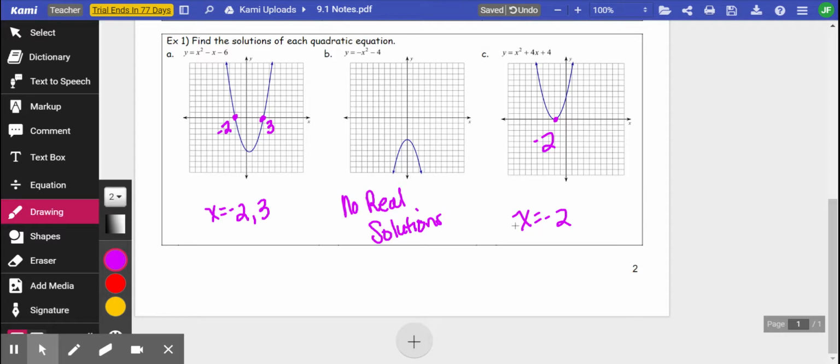That's all you're doing for this first lesson here. If you have any questions, do not hesitate to reach out and ask, but go ahead and do the practice in your packet or on Empower and move on when you're ready.